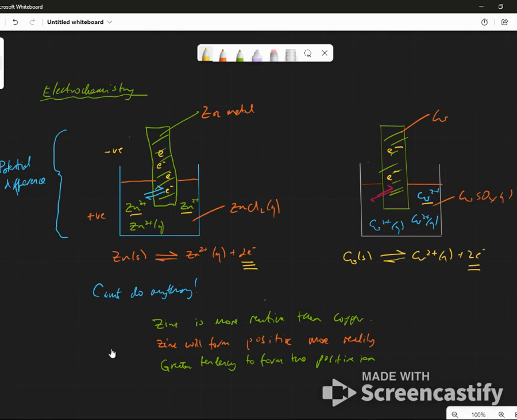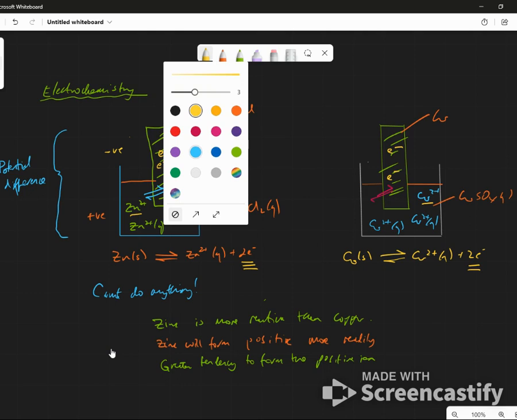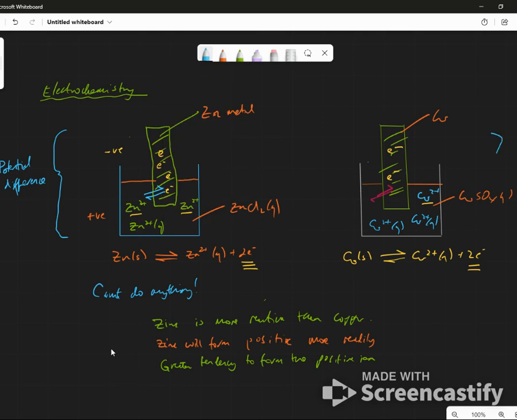So what do we have here? This is going to be a little bit negative, and this is going to be a little bit positive. And what do we have? We have another potential difference. There's another potential difference.